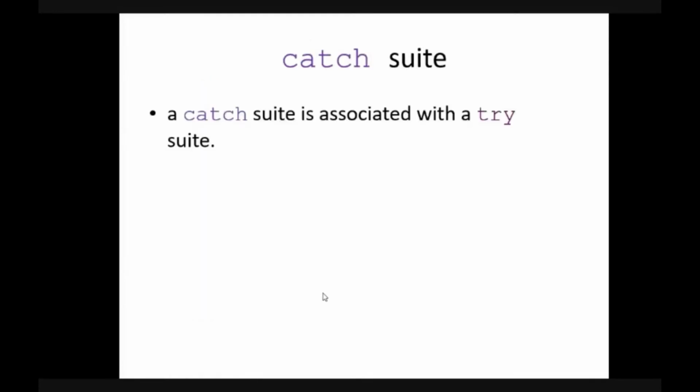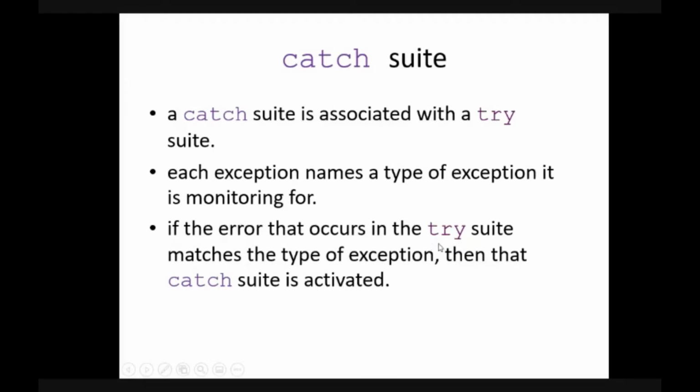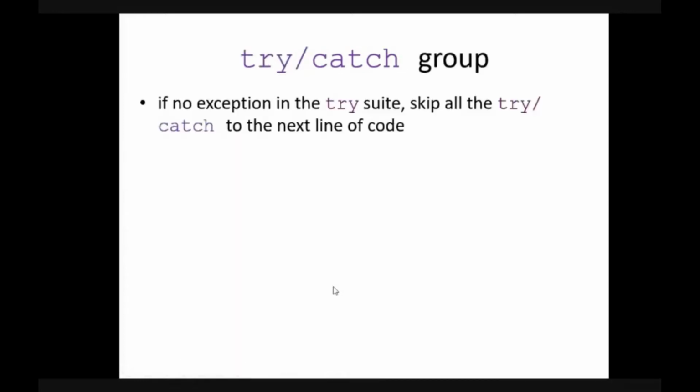The catch suite works with try. You cannot use catch alone. Each catch names a type of exception it is monitoring for, so you can have many catches. If the error occurs in the try suite and matches the type of exception, then that catch suite is activated. So together, if there is no exception in try, skip all the try-catch and go to the next line of code. If everything is okay in try, you don't need to run catch. You just skip that catch part and continue.